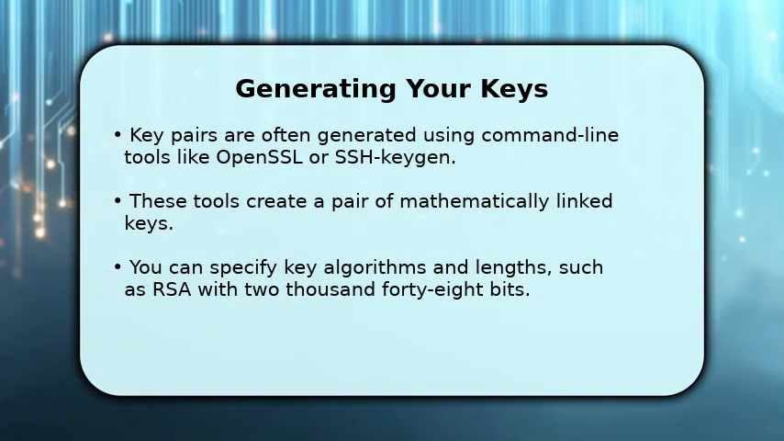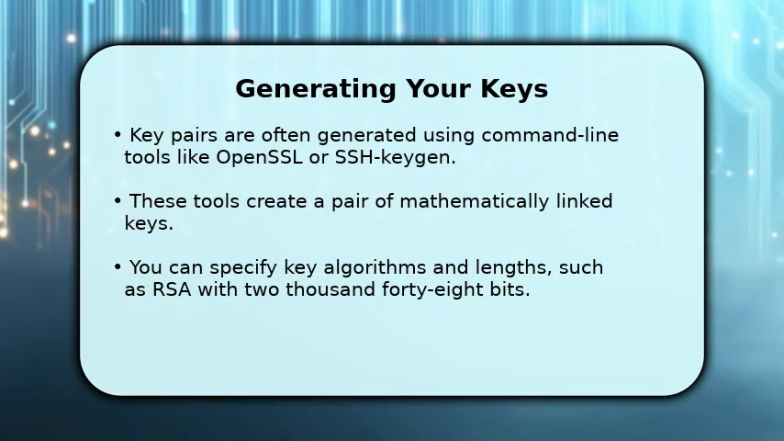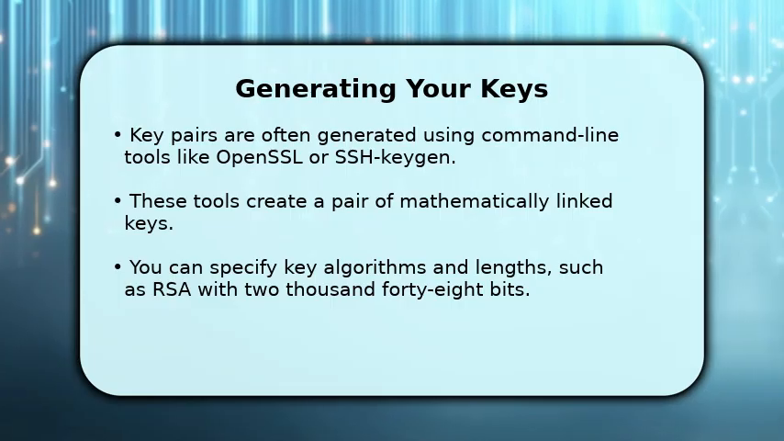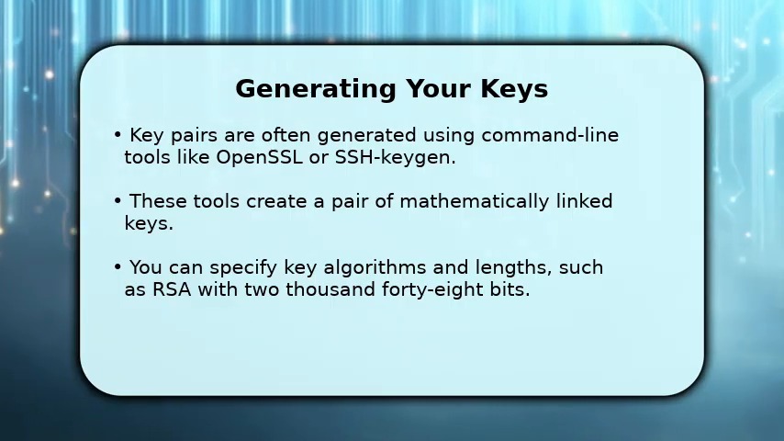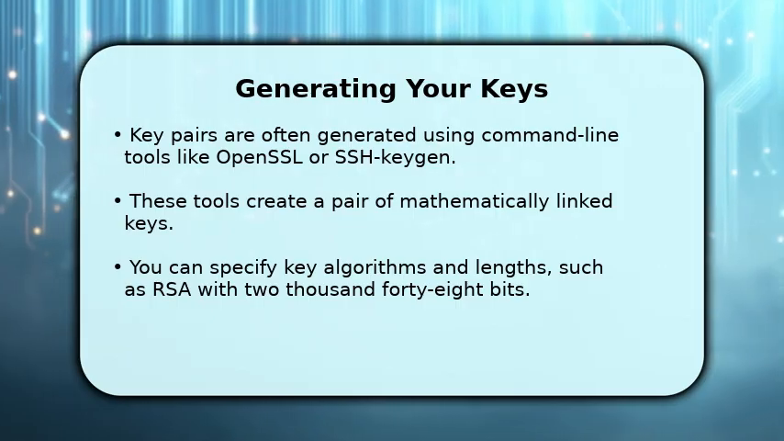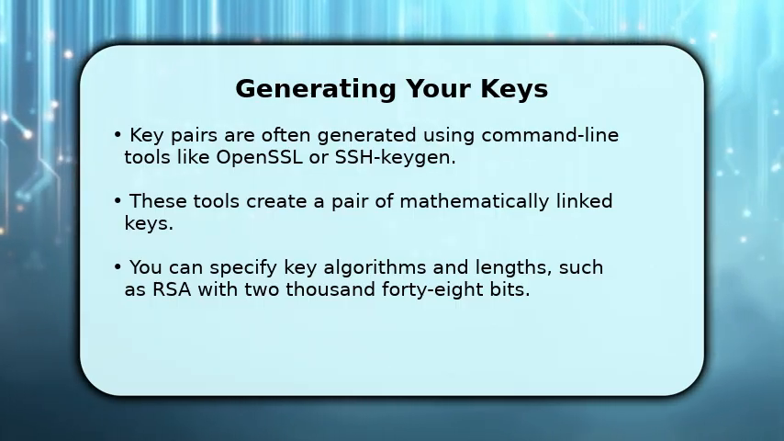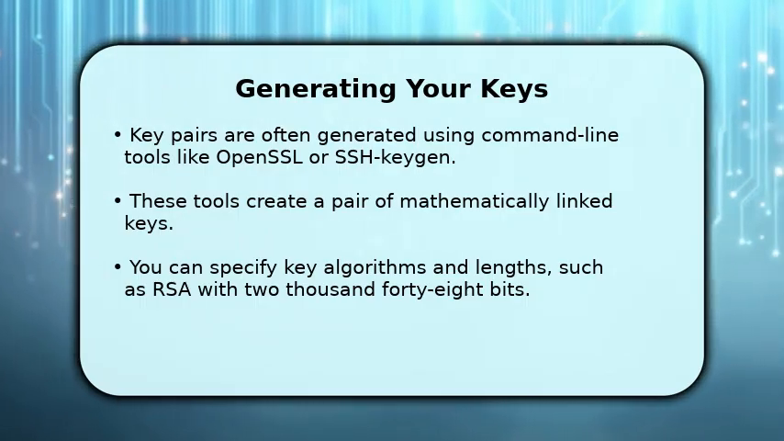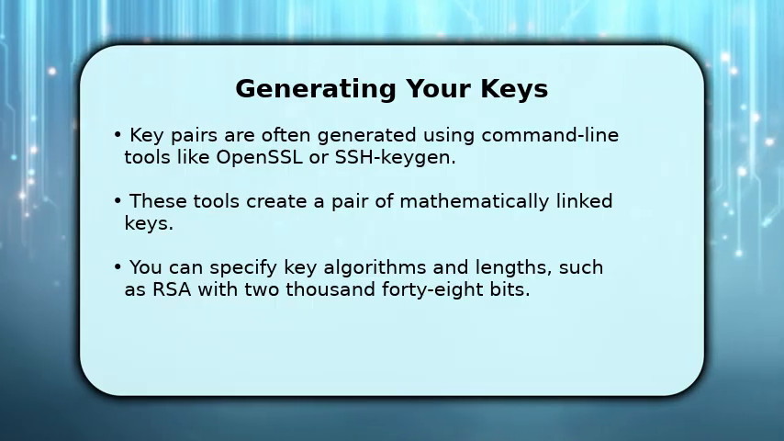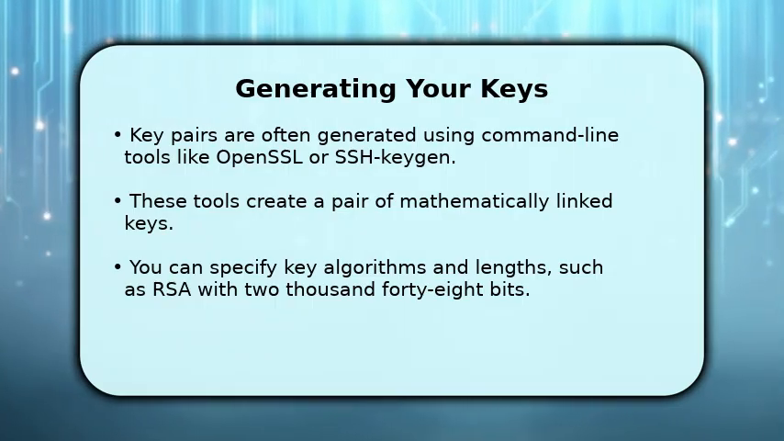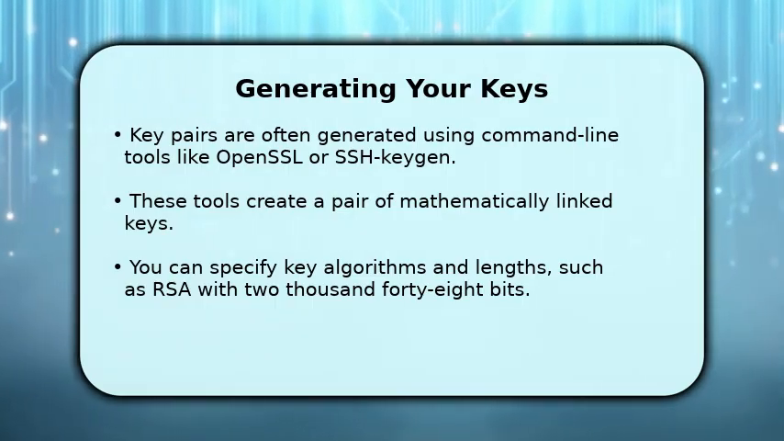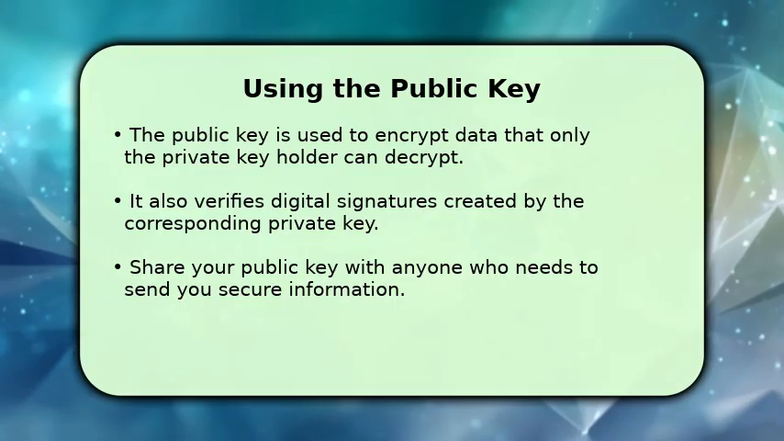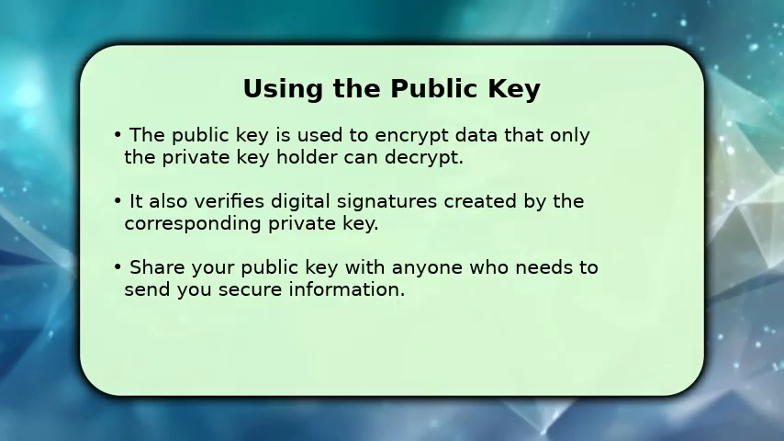Generating your own public and private key pair is a straightforward process, often done using readily available command line tools. Programs like OpenSSL or SSH Keygen are commonly used for this purpose. When you generate a key pair, you'll typically choose an algorithm, such as RSA, and a key length, often 2048 bits or more, for robust security. The process usually involves a few simple commands, and the tools handle the complex mathematics behind creating these unique cryptographic assets for you.